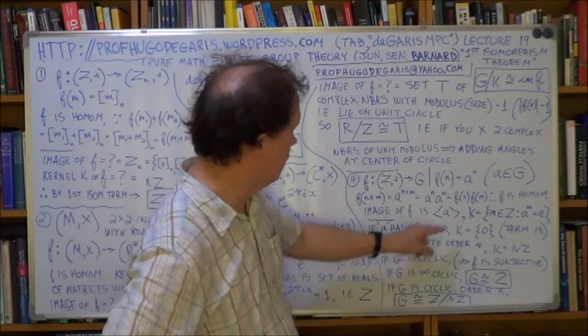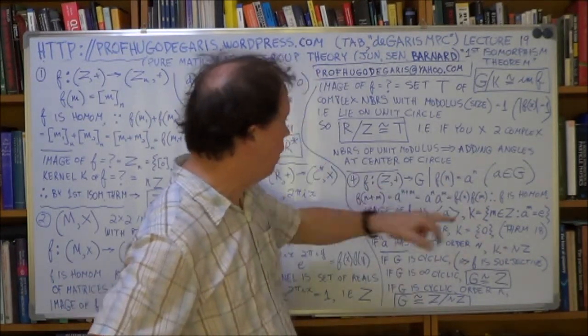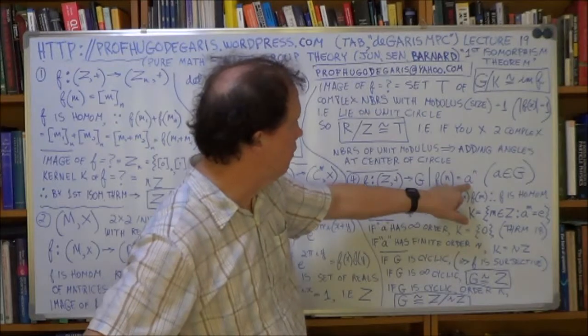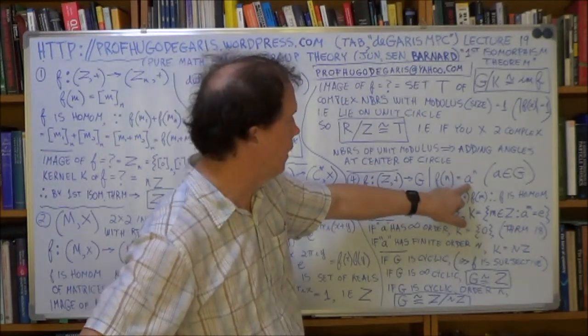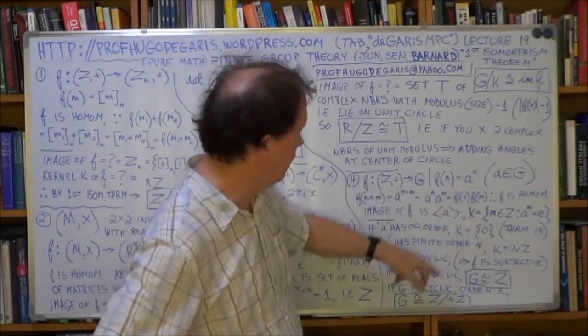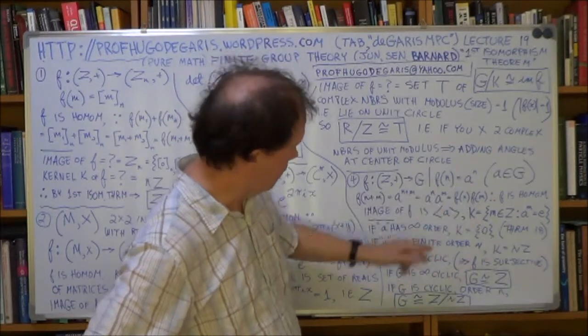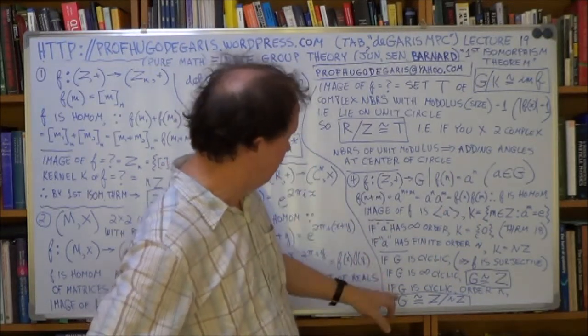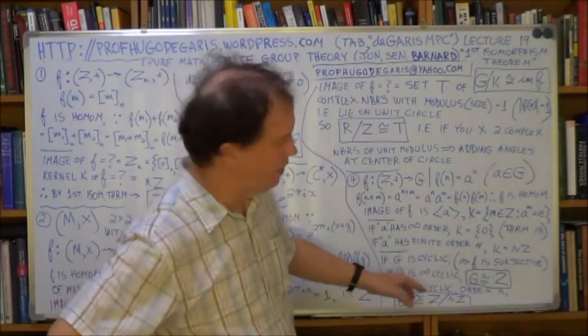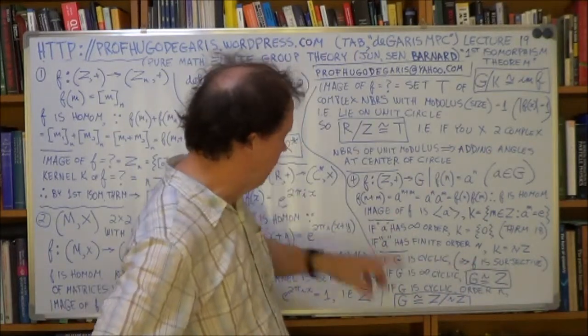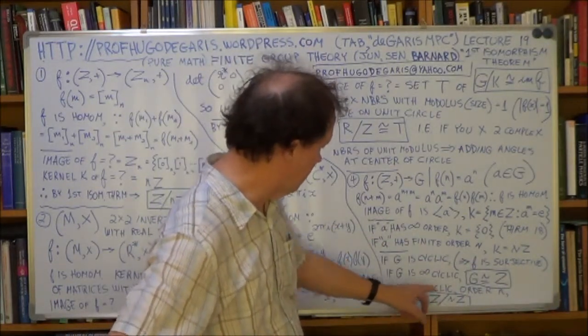If G is cyclic, so every possible value of f is one of these elements. Okay, now if G is cyclic, now I understand. That wasn't spelled out in the text. So we're assuming G is cyclic, right?